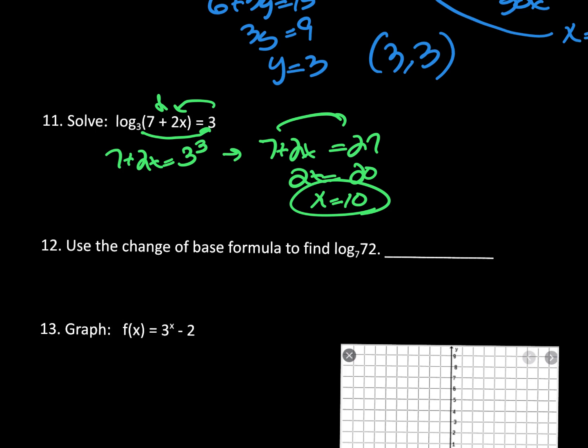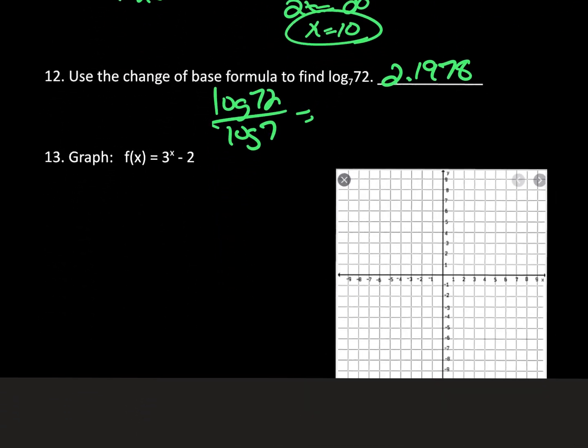Number 12, use a change of base formula to find log base 7 of 72. All you do is you do log 72 over log 7. Remember, the big number goes on top. The base always goes on the bottom. Just punch in your calculator. I'm getting 2.1978. Remember, we'll go 4 decimal places on that one. 1978, that was a great year.